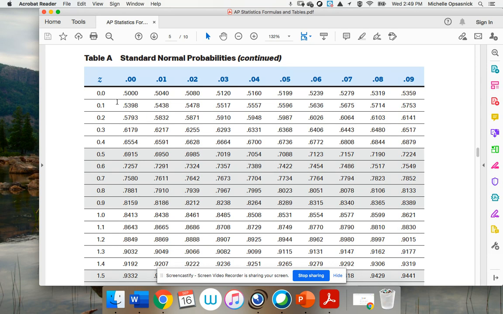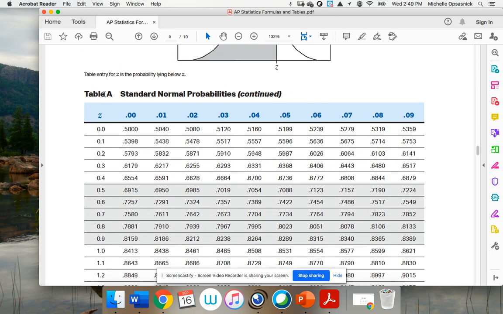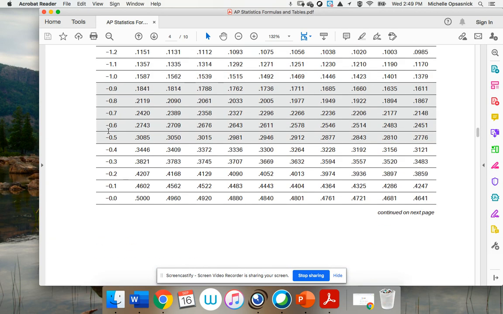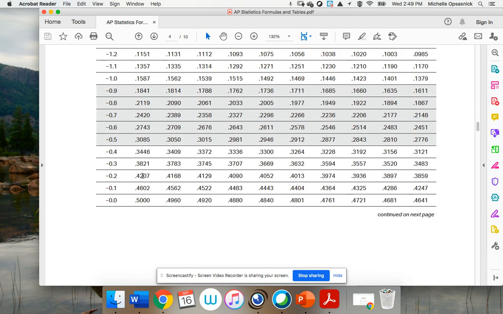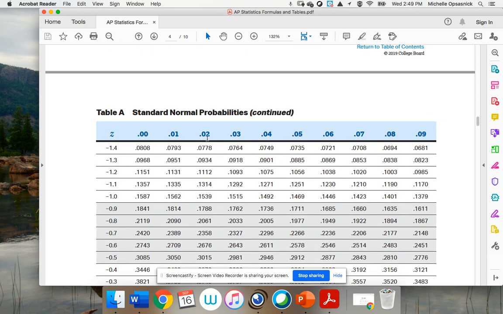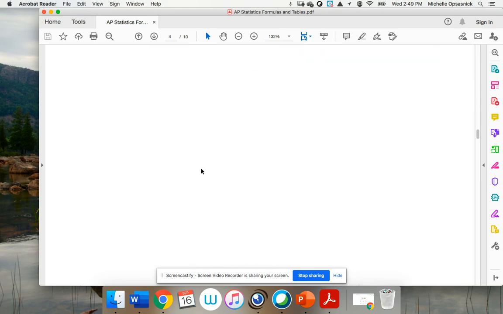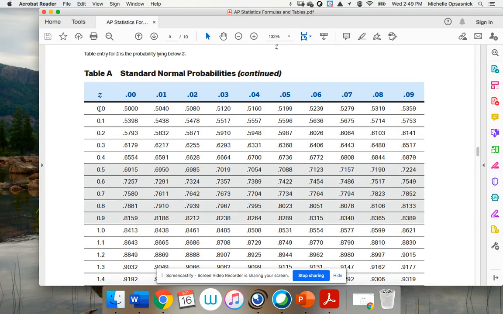Some students always question, why do we have a positive 0 and up here somewhere, a negative 0 row? And it's not for the 0, but it's for all of the other values, like negative 0.02 is going to be different than positive 0.02. So just kind of keeping that in mind. The 0 and the negative 0 do match at 50%.